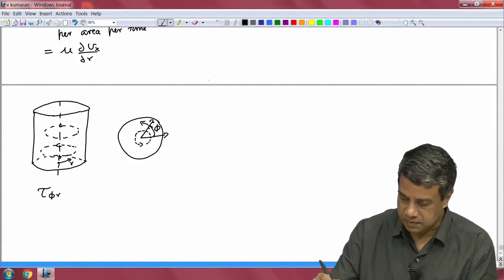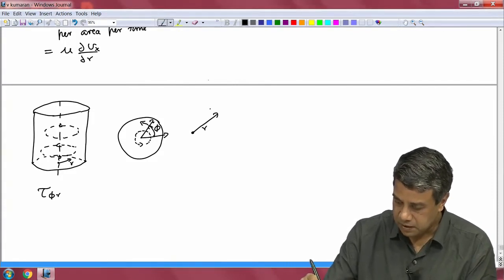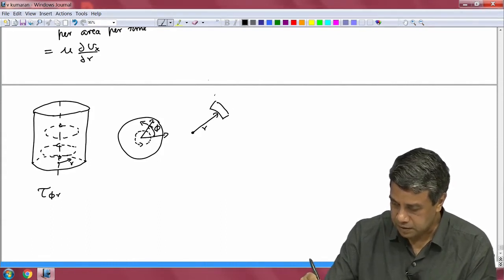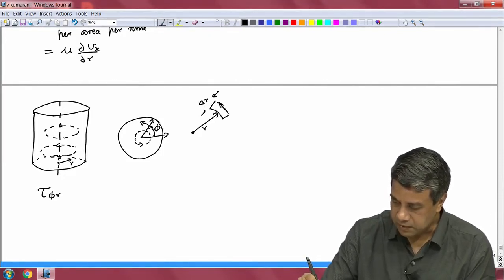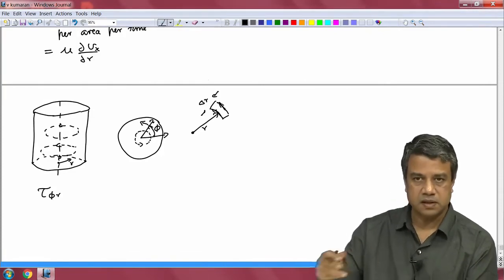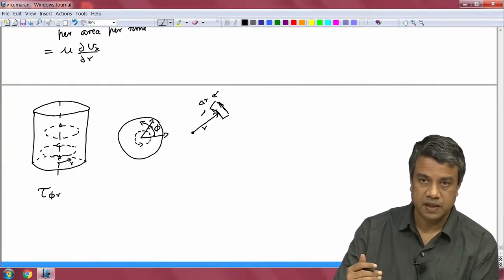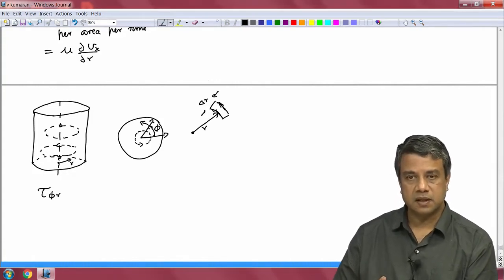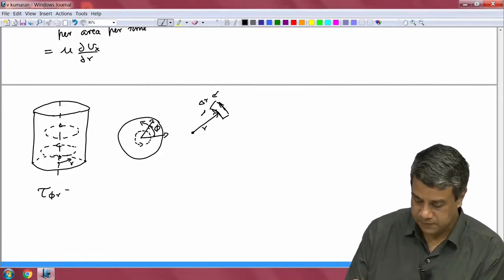So, if I take some differential volume, if this is the origin, this is at r, and I have a differential volume between r and r plus delta r. This is the direction of the momentum: along the circles around the axis. That is the phi momentum, the momentum in the phi direction, that is diffusing in the radial direction. So, the force per unit area in the phi direction exerted at a surface whose unit normal is in the r direction is tau phi r.